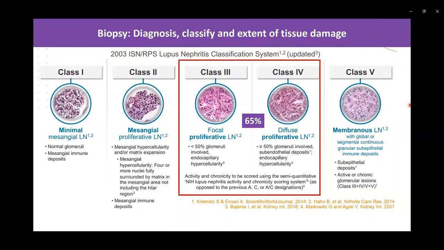Class 5 lupus nephritis, which is the membranous lupus, on the other hand, would generally tend to present with a nephrotic range proteinuria, nephrotic syndrome, or edema.